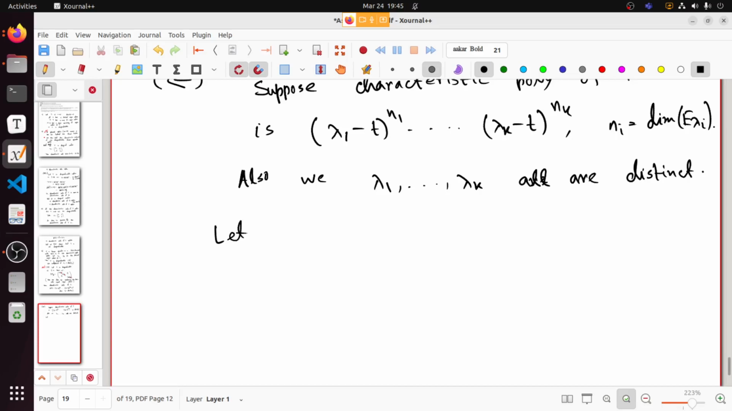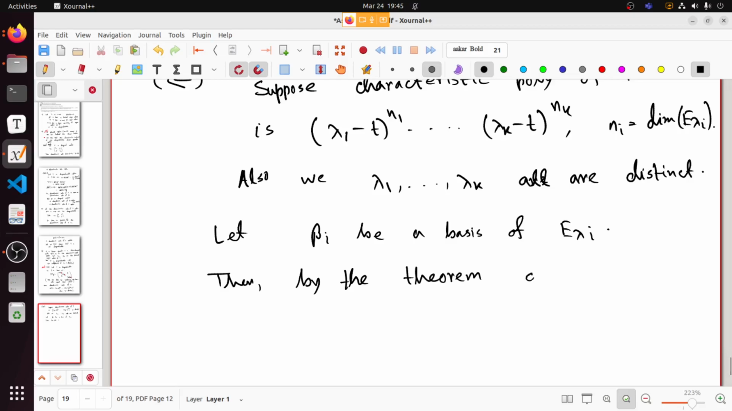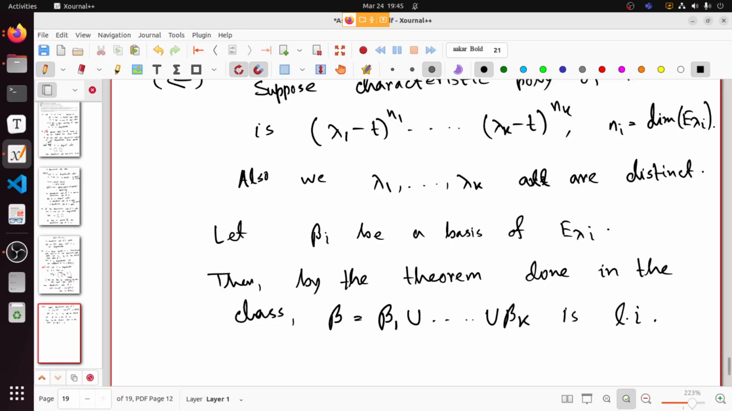So let beta i be a basis of E lambda i. Then by the theorem done in the class, beta, which is beta 1 union dot dot dot beta k, is linearly independent, right?